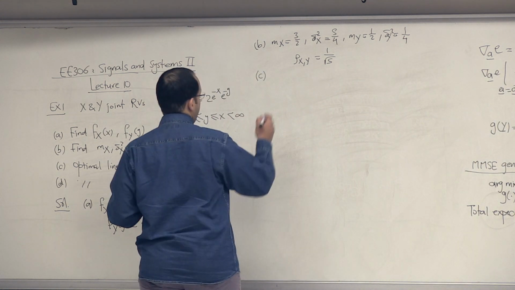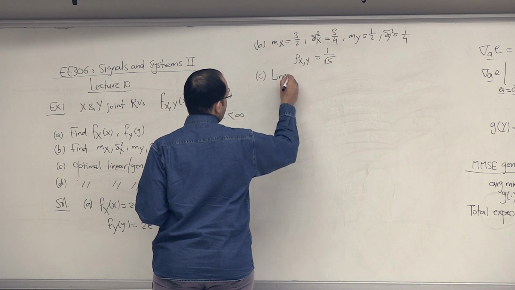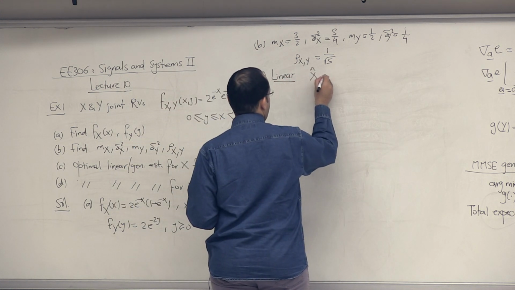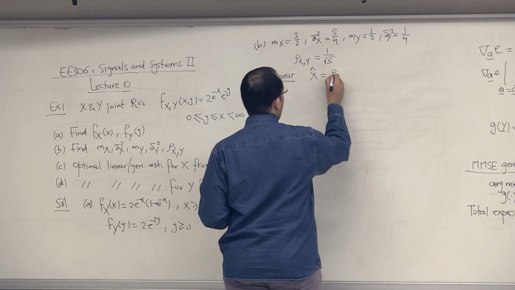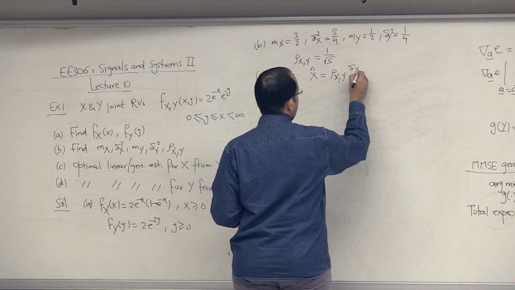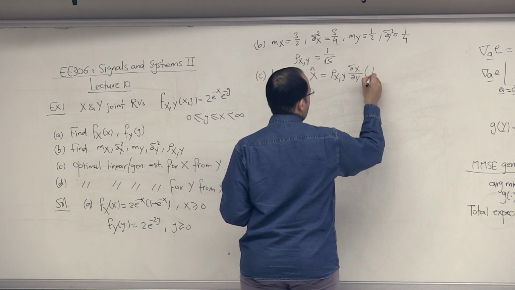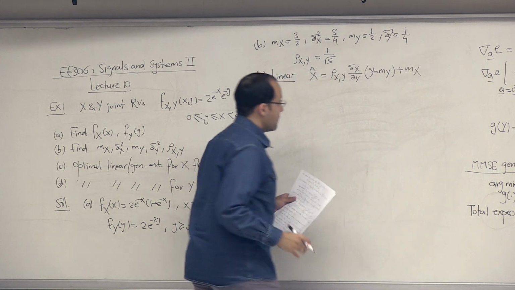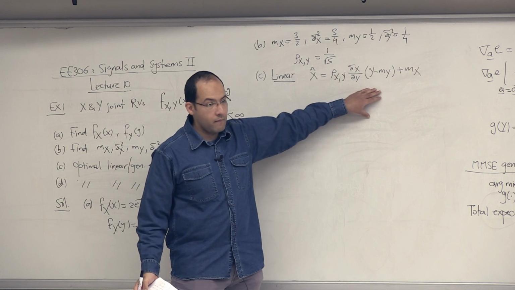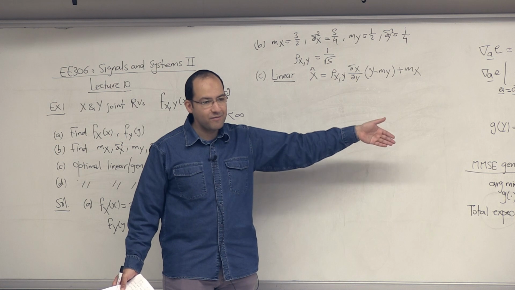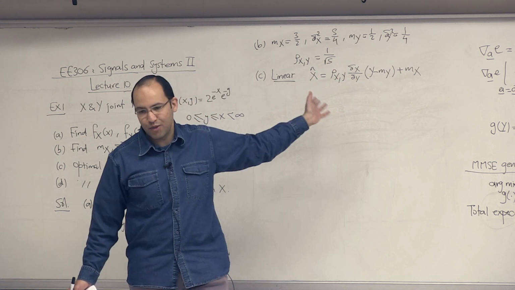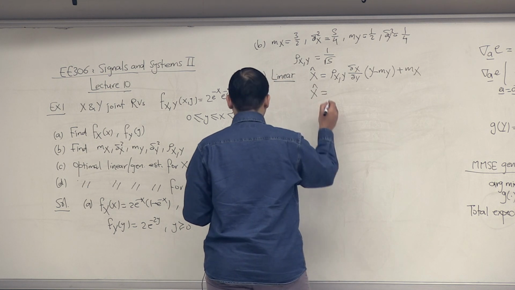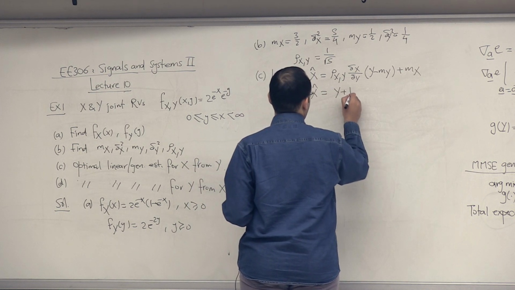Good, so let's find the linear estimator for the case where you want x from y. X hat is rho xy sigma x over sigma y, times y minus my, plus mx. You remember that from last time? We just did it for a vector, so it looks the same, just a bunch of substitutions, and it will end up giving you x hat equals y plus 1.